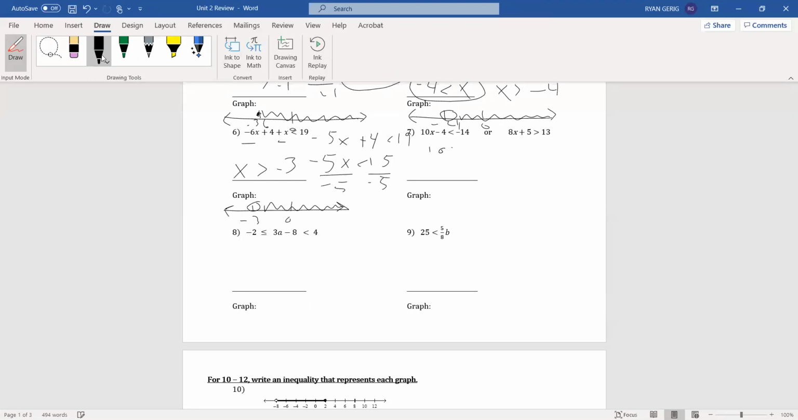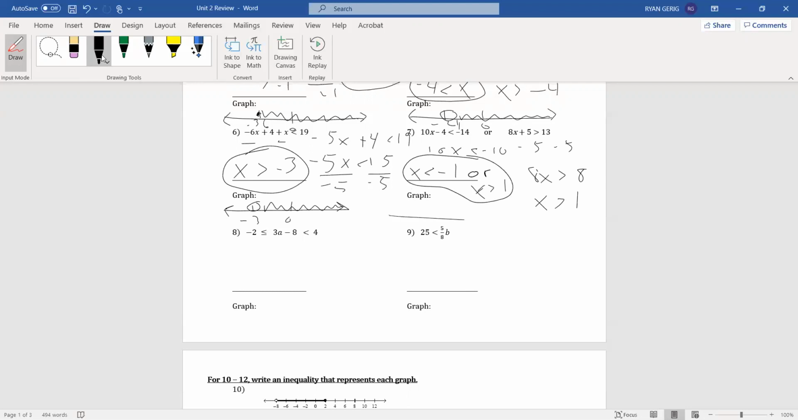So 10x, I'm going to add 4 to both sides. Negative 14 plus 4 is negative 10. Divide by 10, I get x is less than negative 1. Or, and I need to write that word in there. Or, and now I'm just going to go to the other side. Subtract 5. I get 8x is greater than 8. x is greater than 1. So, or x is greater than 1. So there's my solution. By the way, back here, that was my solution.